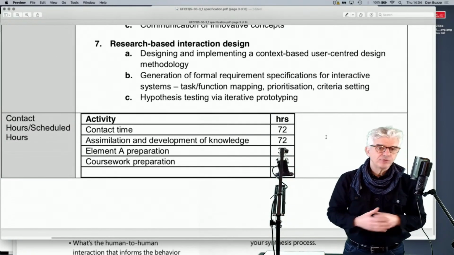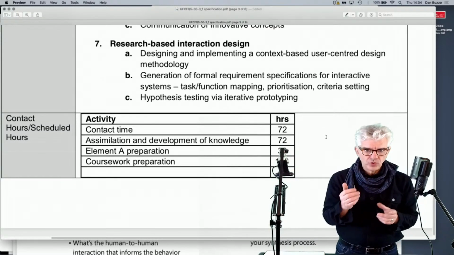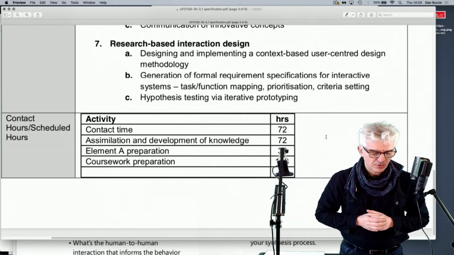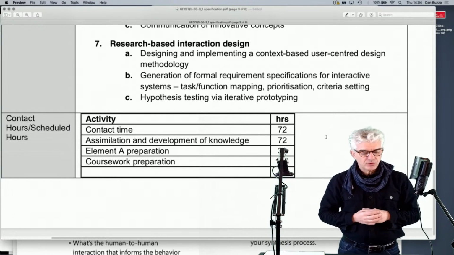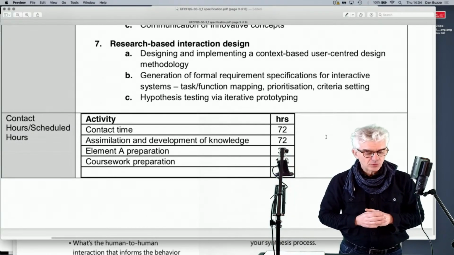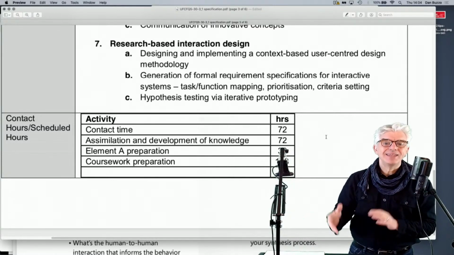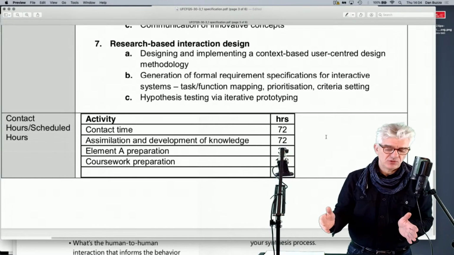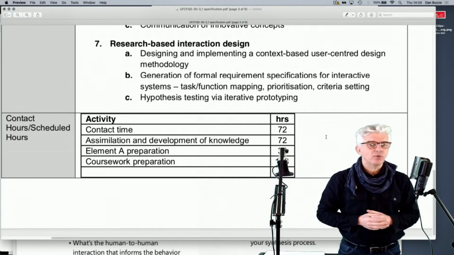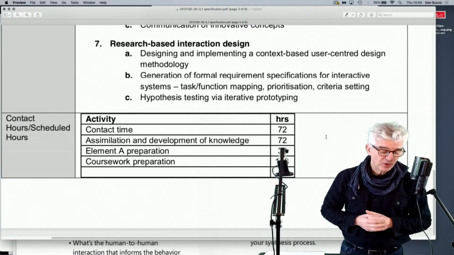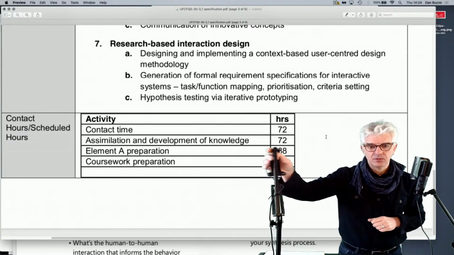There'll be around 72 hours of contact, workshops, tutorials, keynote lectures, support, feedback. You will assimilate and develop your knowledge through another 72 hours, and you'll prepare for Element A. Element A is the written component, the exam, what we call controlled conditions element. Depending upon how this may alter with the COVID situation, there'll be around 38 or 40 hours of development for that. And you're expected to put at least 100 hours.